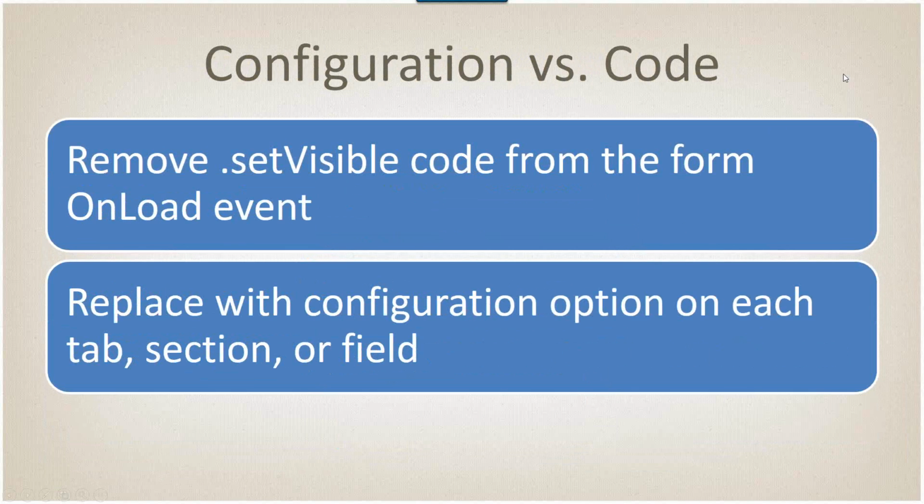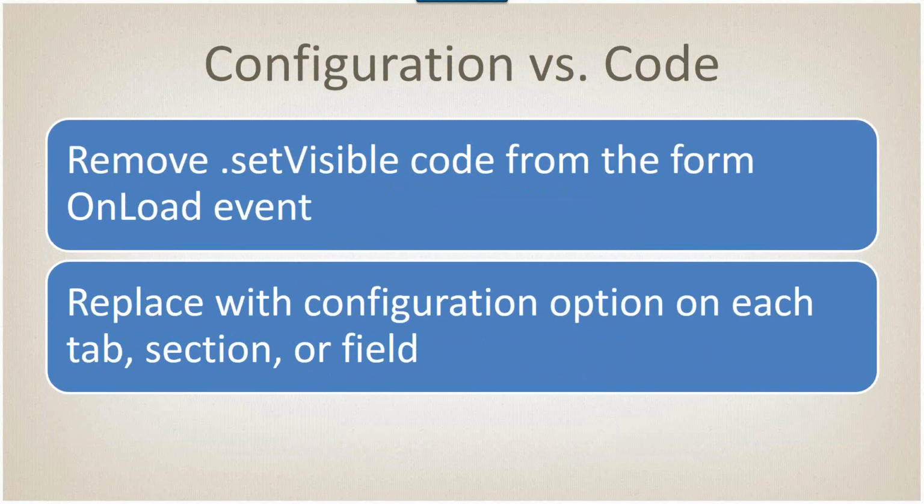So anytime you're coding with JavaScript and CRM, you always have the decision to do code versus configuration. A lot of what we did with hiding and showing stuff in the onload event can now be done through configuration. If you see code in the onload event that sets the visibility to false, which will basically hide something from the page, you need to replace that with configuring the visible by default checkbox on the individual tab, section, or field.